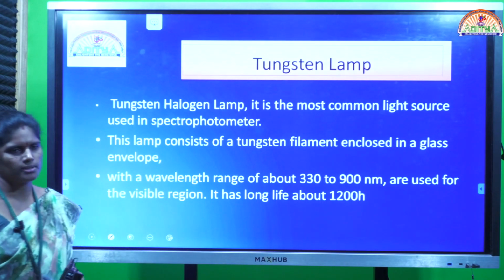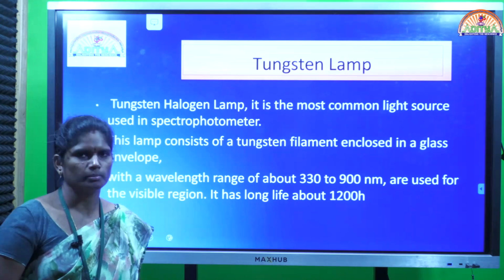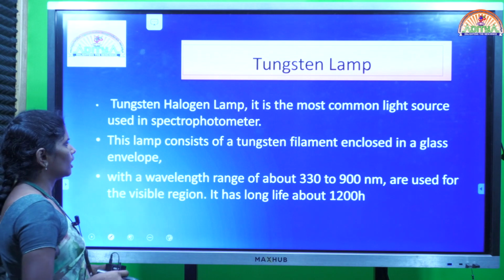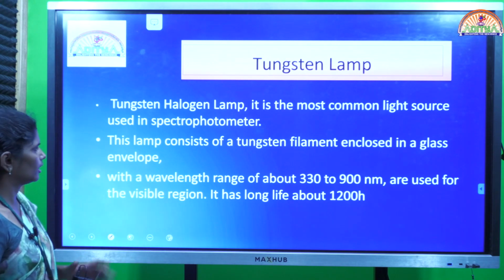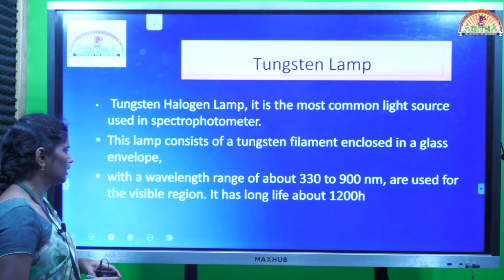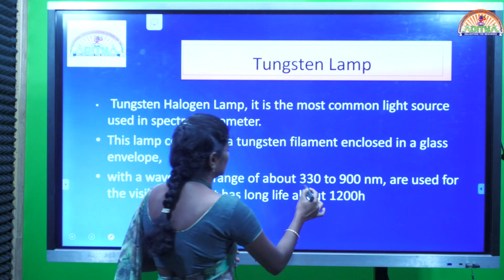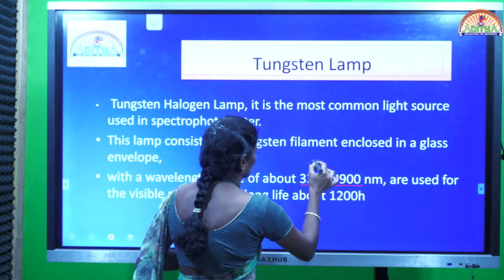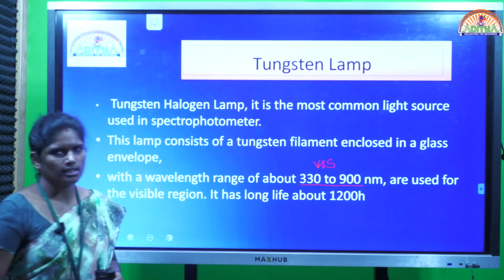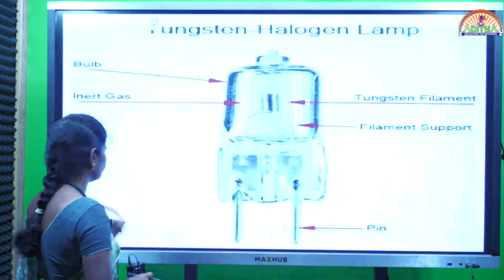The tungsten lamp is the best example commonly used in spectrophotometers for providing visible radiation. The tungsten halogen lamp is the most common light source, made up of a tungsten filament enclosed in a glass envelope. It is able to produce wavelengths from 330 to 900 nanometers. Most of the radiation falls in the visible range, so these tungsten lamps are most commonly employed for visible radiation.